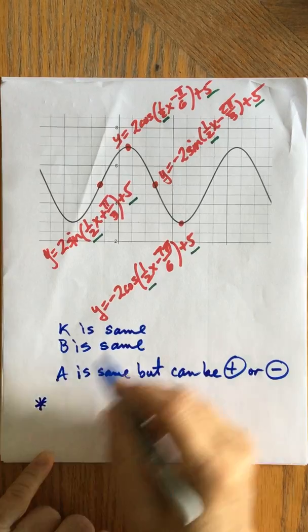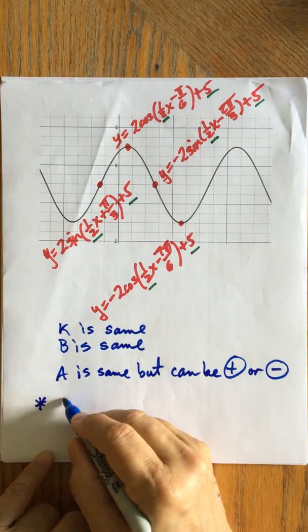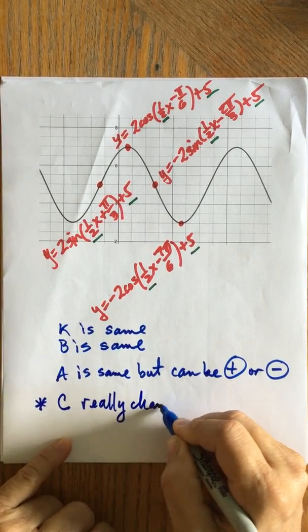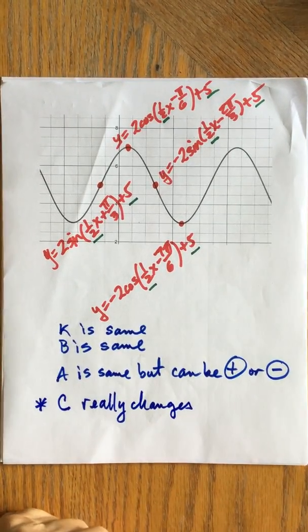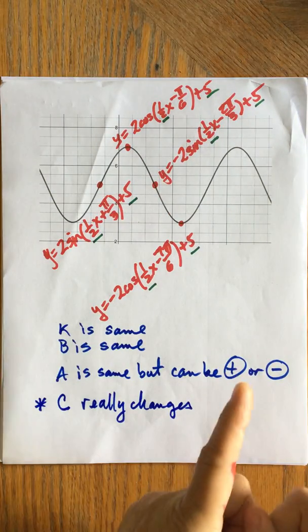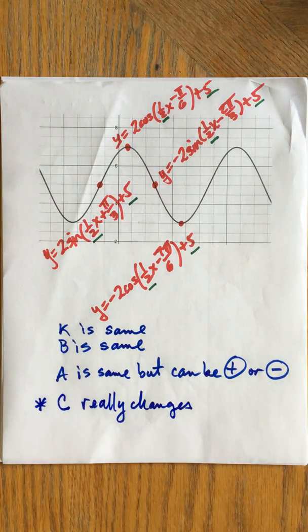What really changes among all of these equations is C. That's really what's different, and that's why they have to tell you to look for it here or over here, because C is going to change radically. But other than that, they're all kind of the same. The process is the same. Once you see these connections, hopefully that makes it a lot easier.